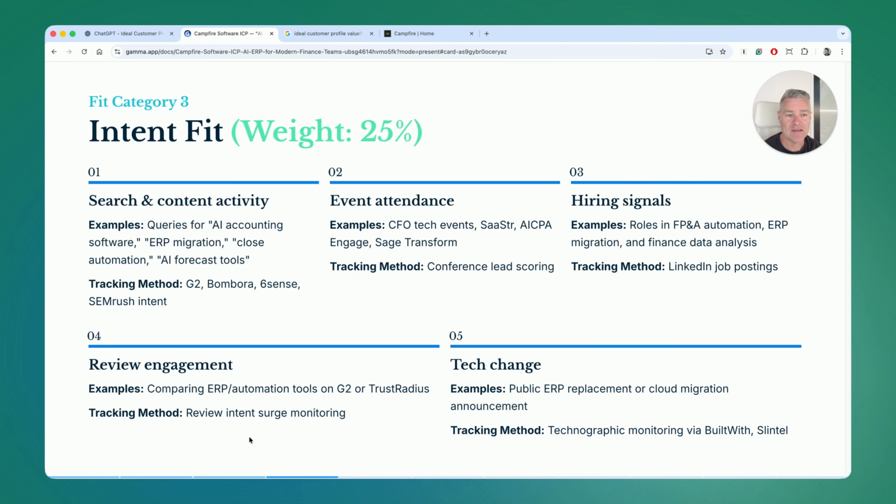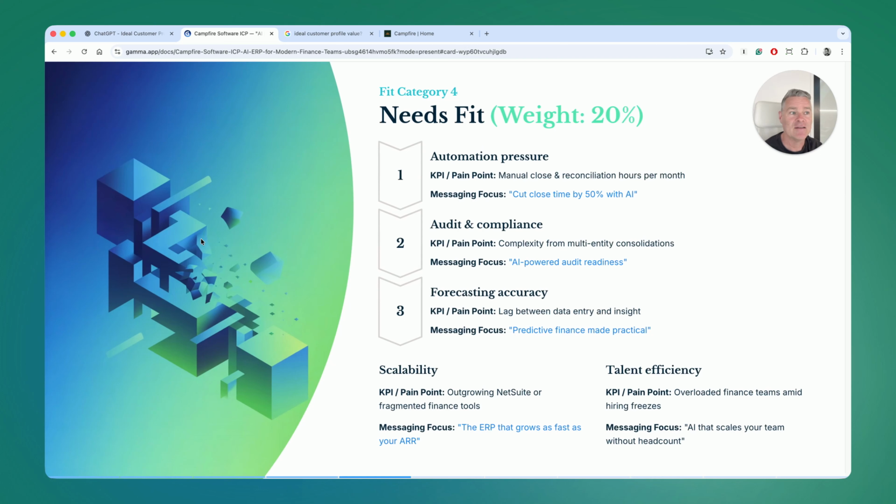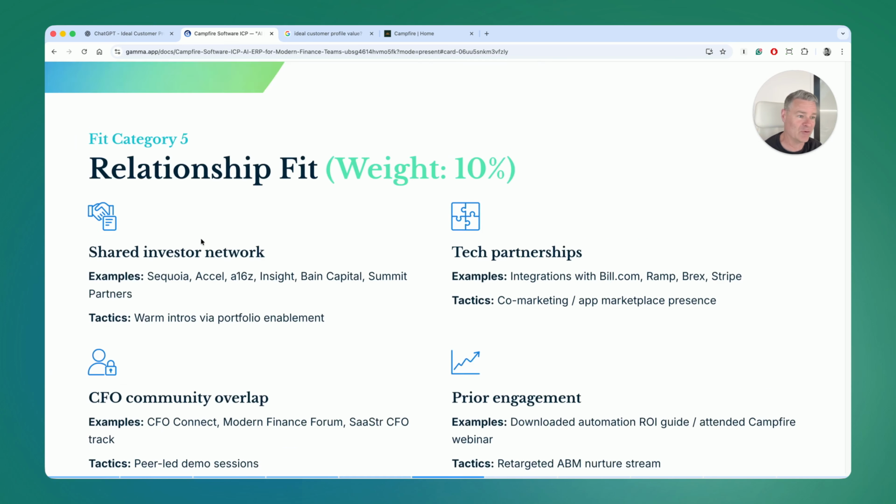Their intent, a great one there is search. That's a really clear statement of intent. All sorts of vectors here. You can also see needs, like automation, compliance, accuracy and forecasting. These are all things that, if they're ticking all those boxes, holy smoke, you've got a great prospect.